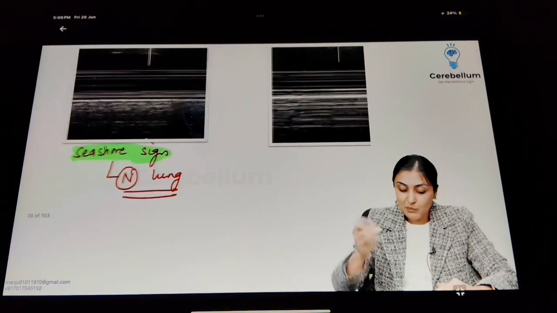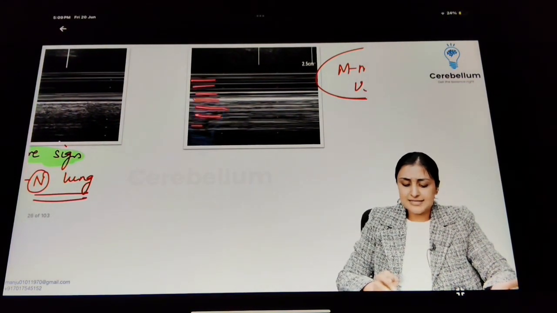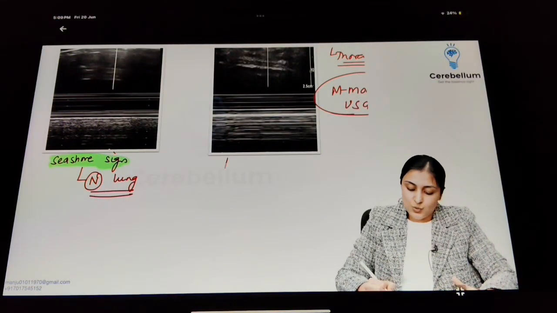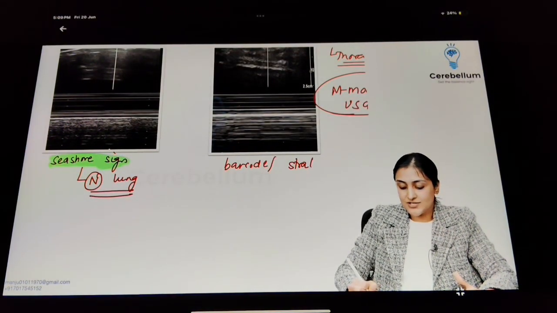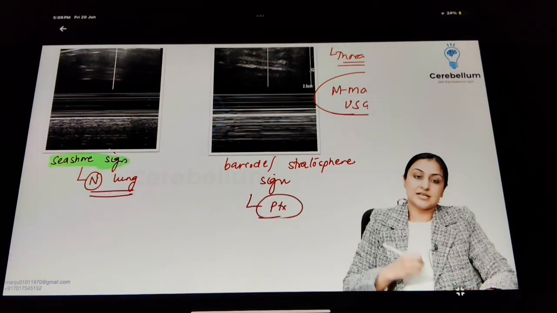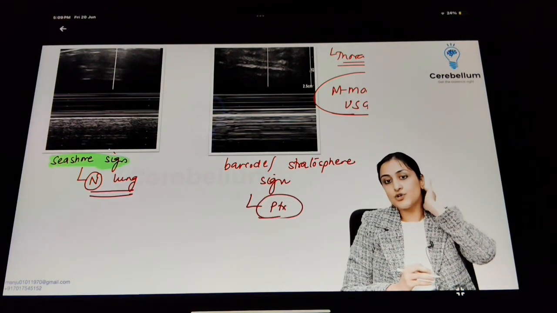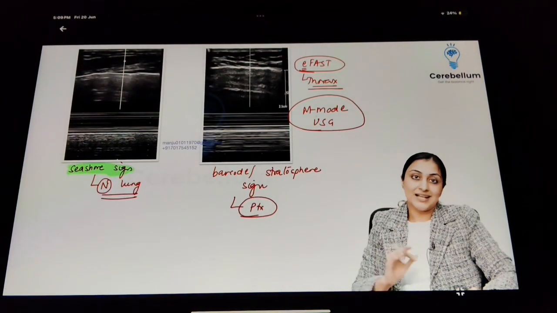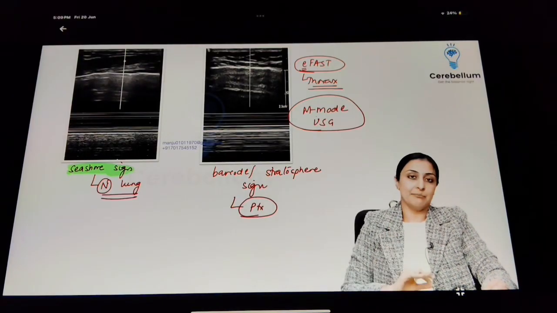That's how you remember. But look at this image. No beach whatsoever. All I see are just lines. So what is this? This is what has been called the barcode sign, also called the stratosphere sign. So this barcode or stratosphere sign is what we see in pneumothorax. So seashore sign, normal lung; barcode or stratosphere sign seen in pneumothorax. Right? So that's how we can detect pneumothorax on ultrasound using M mode ultrasound.